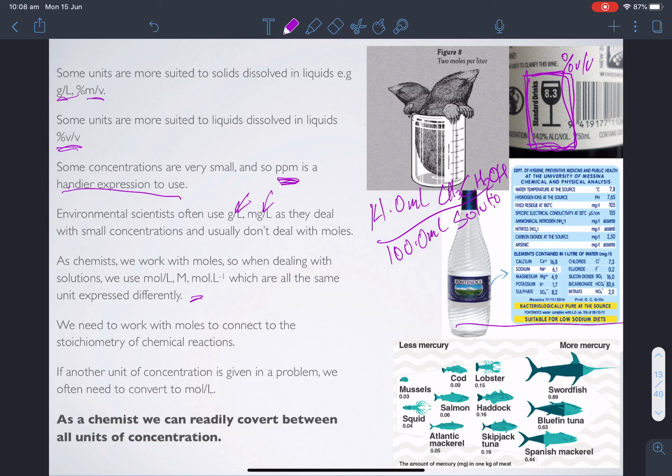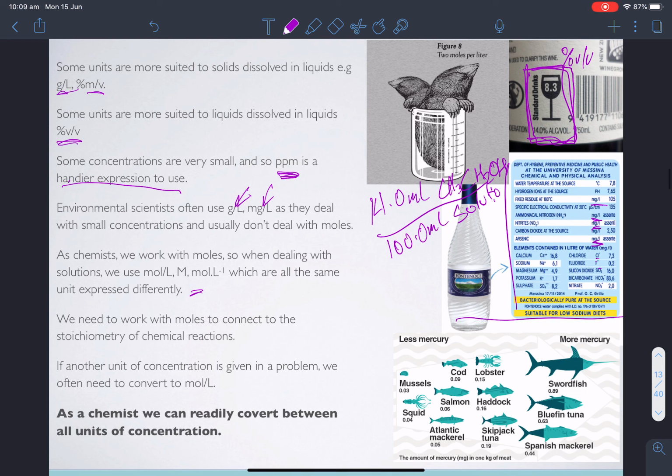Here on the water, you'll notice they have an analysis of what's in there. Look at this. Fixed residue, ammoniacal hydrogen. Oh, ammonium they're talking about. Nitrites. So they're measuring certain trace stuff. And look at what they're measuring it in, the units. Milligrams per litre. Milligrams per litre. Okay, so small amounts.